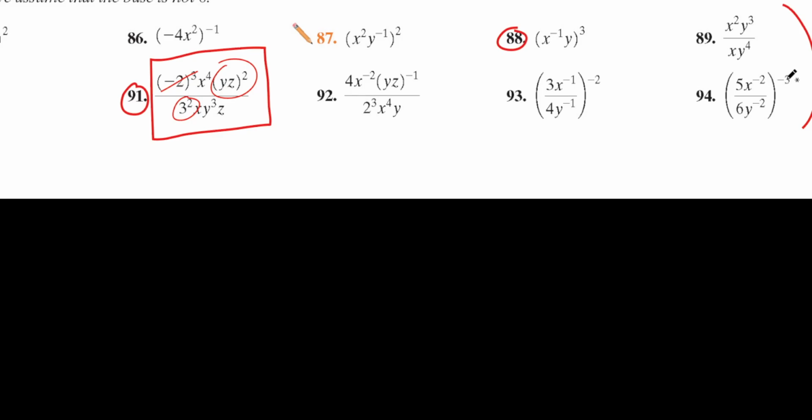All right, let's do this. Since this is a negative exponent, you could flip this and change that to a positive 3. So let's do that. So that means the 6y to the negative second goes on the top. That 5x to the negative second goes on the bottom. And that whole thing is taken to what power now? Not to the negative third, but to the positive third.